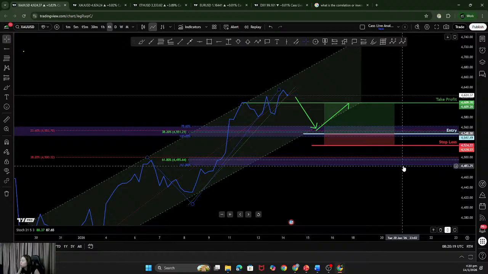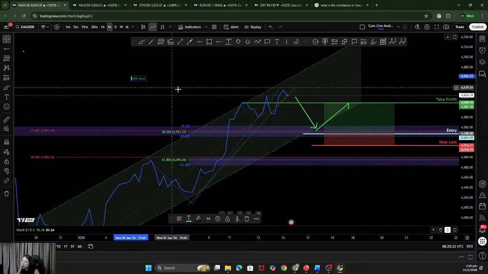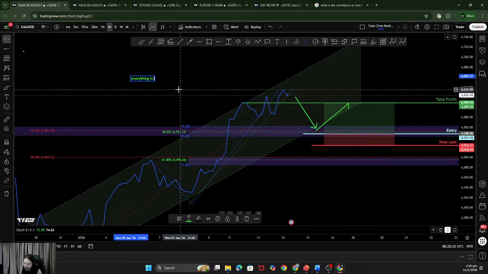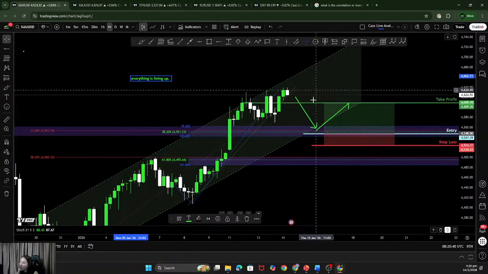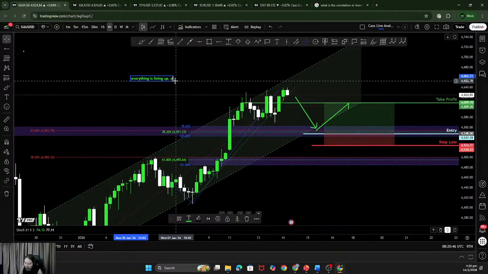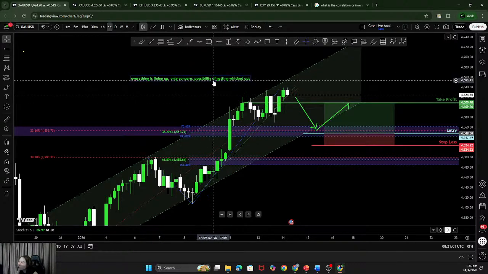So I think this is what I'm going to end up with for gold. I personally think everything is lining up. Indicators all pointing in the same direction. The charts are pointing in the same direction. Everything is looking good. The only concern is the possibility of getting wicked out. There's always going to be risk. Every trade, there's always going to be risk.